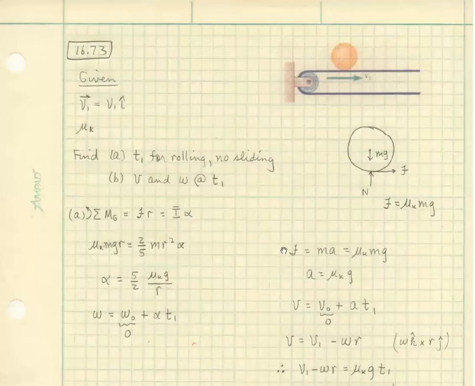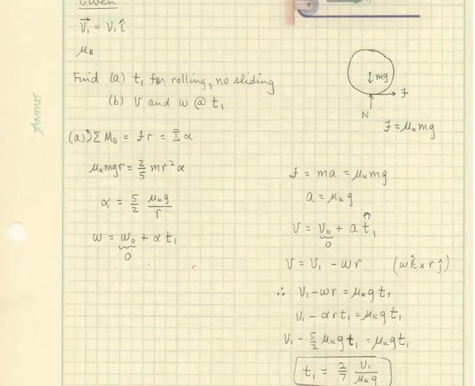Now let's look at the forces acting in the x direction. F is the only one, and it has to be equal to m times a, which is mu sub k times mg. And so a is going to be mu sub k times g, and therefore a is also a constant. So we can write down the velocity expression: v is equal to v naught plus a times t1. v naught is going to be 0 because that's where we started out.